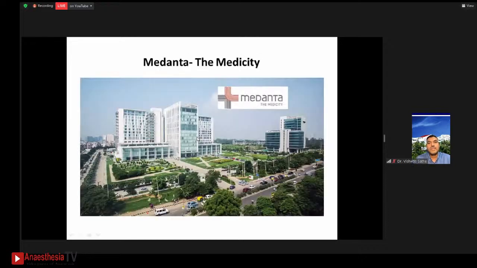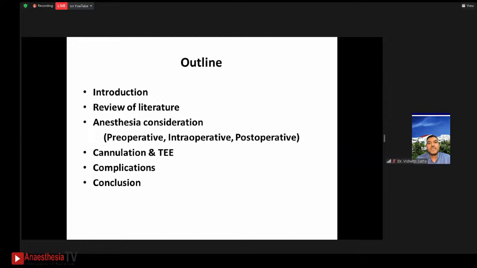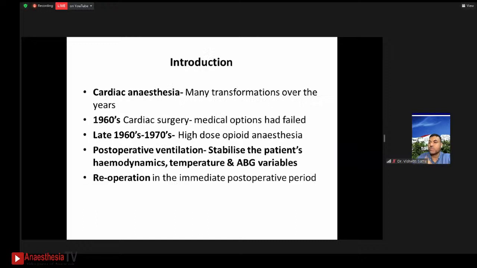This is my institute. Now, this is the general outline of my talk. It will be introduction followed by review of literature, then anesthesia consideration covering the pre, intra, and the post-operative part, then about the cannulations done during mitral and aortic surgery, mitral and tricuspid surgery, particularly for minimal invasive, and then role of PE, the various complications associated, followed by the conclusion.